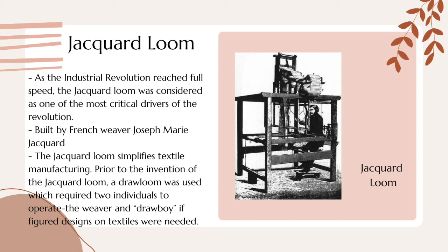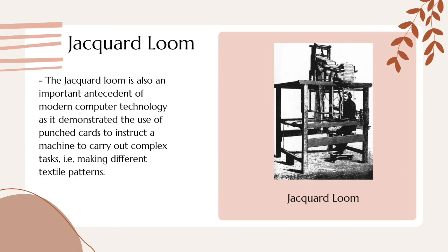The Jacquard loom is a loom machine developed in the early 1800s that used a series of punch cards to control weaving operations. The Jacquard loom is also an important antecedent of modern computer technology, as it demonstrated the use of punch cards to instruct a machine to carry out complex tasks, making different textile patterns.